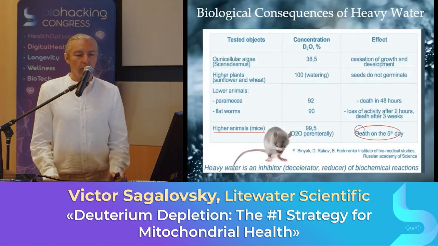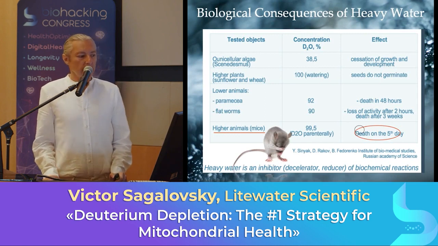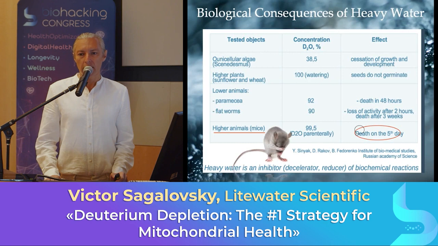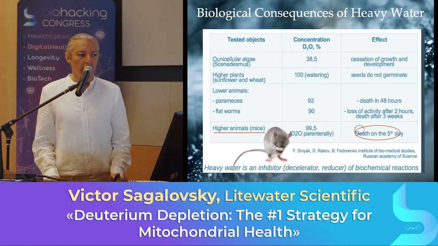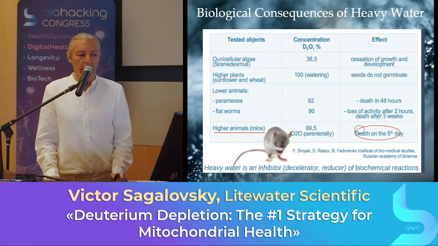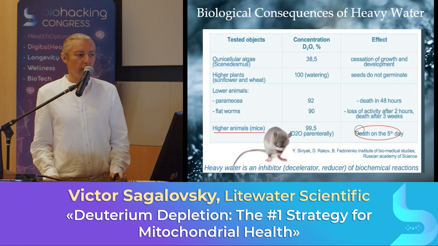So when they looked at the consequences of heavy water or semi-heavy water, they saw that if you were to give somebody 35% heavy water, which doesn't occur in nature and has to be made in a lab, what happens, especially in higher animals and mammals, is that by the 3rd to 5th day, the animals die. So deuterium is not compatible with our metabolic process.